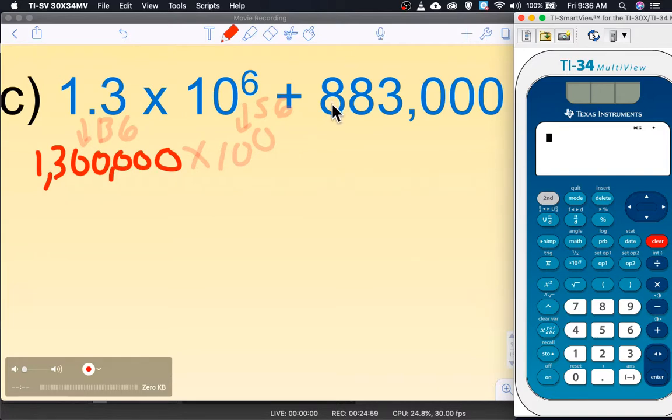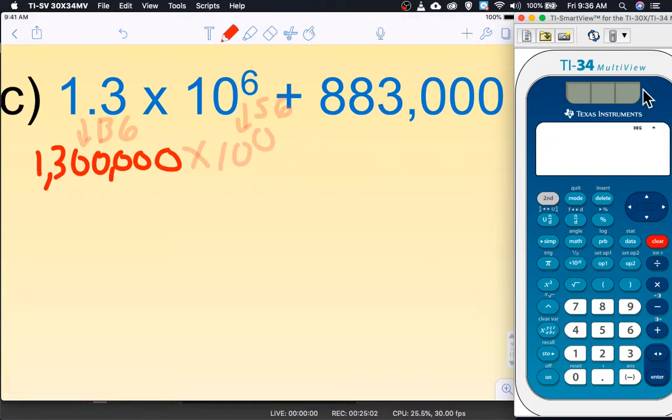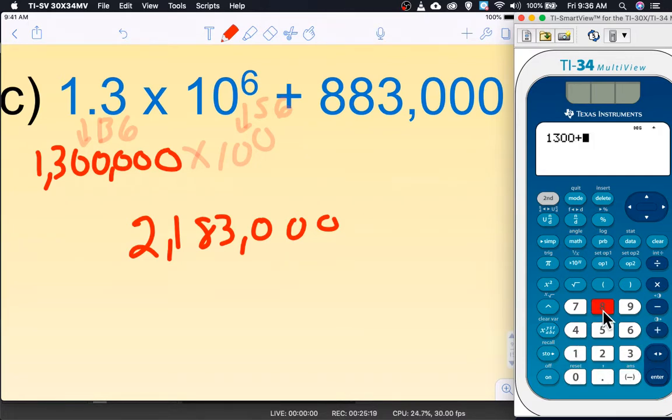So 1,300,000 plus 883,000 will give us 2,183,000. And that was just in my head. 2,183,000. I just didn't put the 000 at the end, just saving some button pushes.